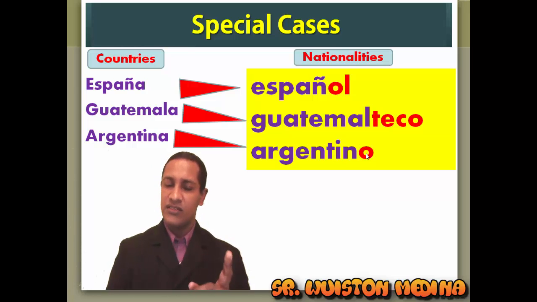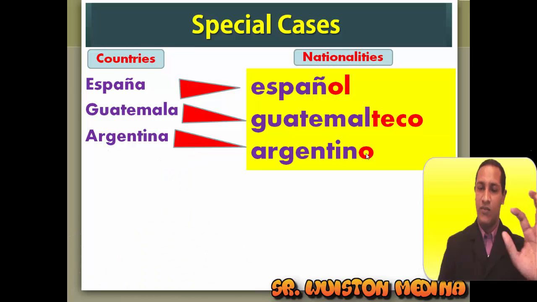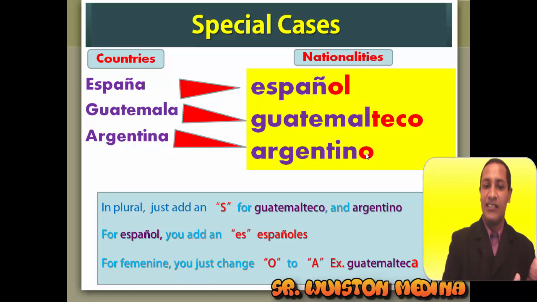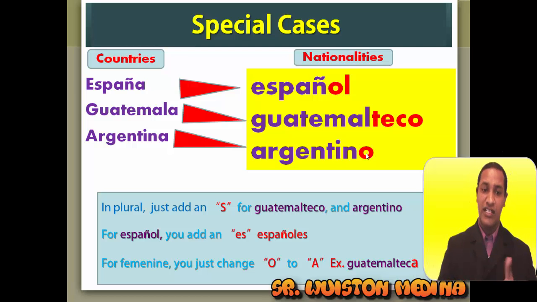And the rules here, you have to pay attention because that's the reason I grouped this with this category, because we have here a new rule. In plural, just add s for guatemalteco and argentino. So in plural, it should be guatemaltecos, argentinos. For español, you add an s, españoles for masculine. But for feminine, you just change O to A and add the s. So guatemalteca, guatemaltecas, españolas, argentina, argentinas.